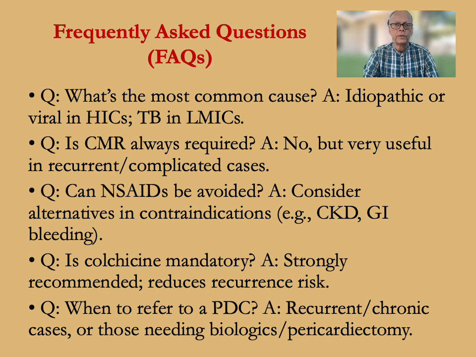Frequently asked questions: What's the most common cause? Idiopathic or viral in high-income countries, TB in low- and middle-income countries. Is CMR always required? No, but useful in recurrent or complicated cases. Can NSAIDs be avoided? You have to consider alternatives when there are contraindications like chronic kidney disease and GI bleeding. Is colchicine mandatory? Strongly recommended, it reduces recurrence risk. When to refer to a pericardial disease center? Recurrent and chronic cases, or those needing biologics or pericardiectomy.